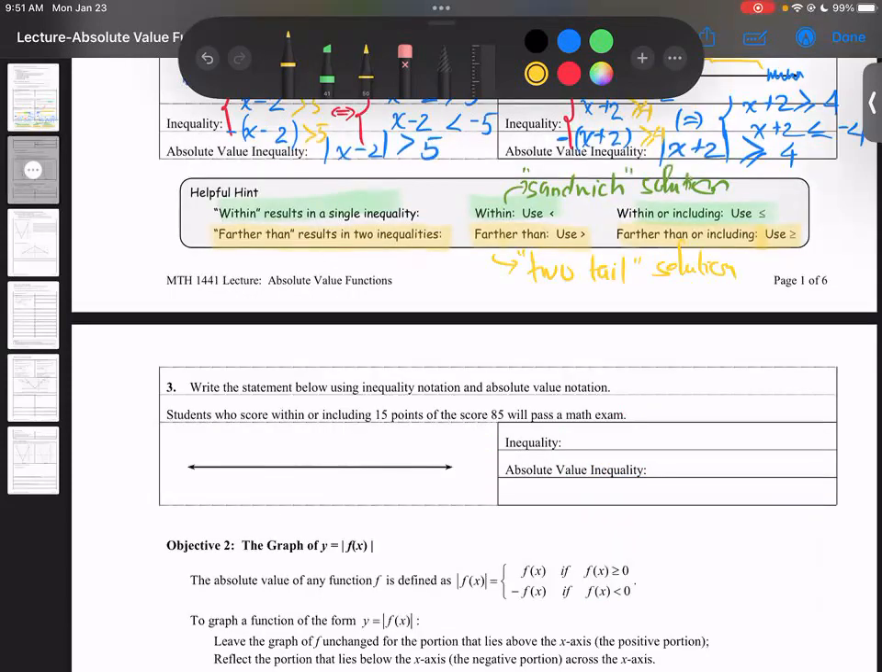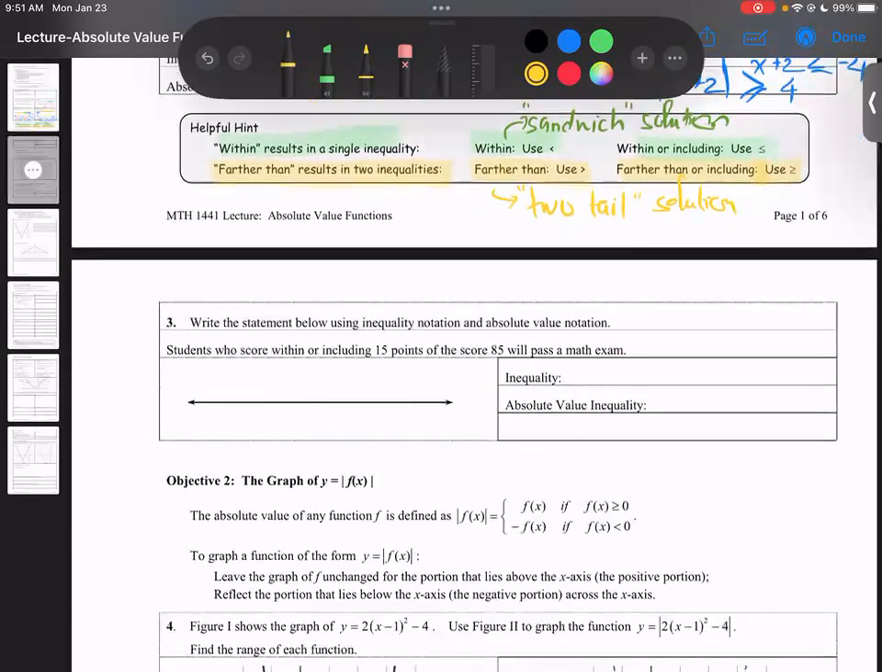Number 3. Students who score within or include 15 points of the score of 85 will pass a math exam. What do you think? Is it going to be the sandwich solution or the 2 tail solution? Sandwich, right? Sandwich.